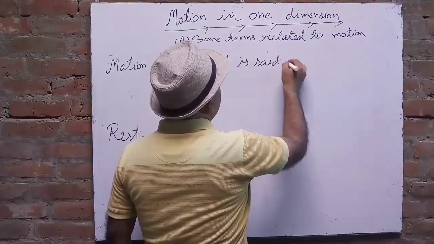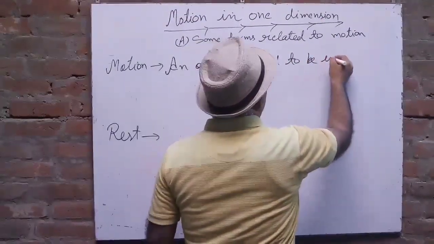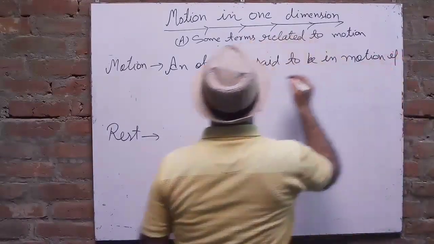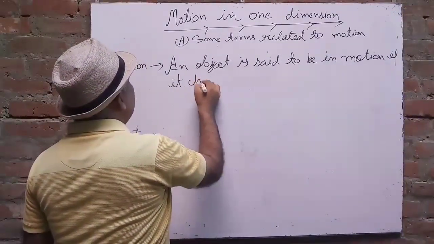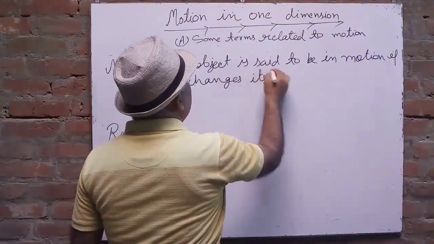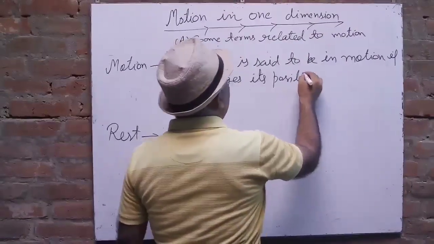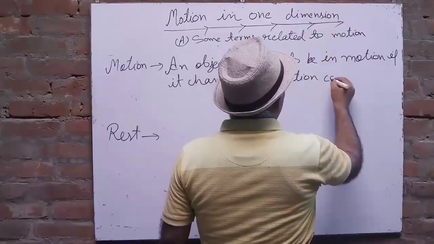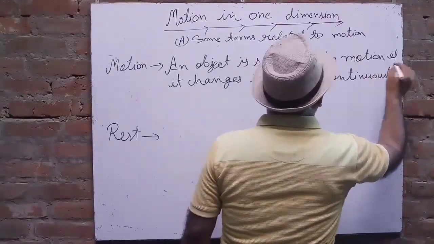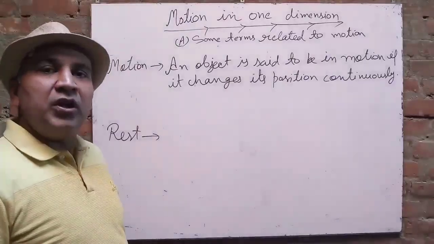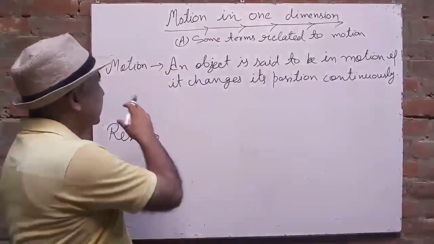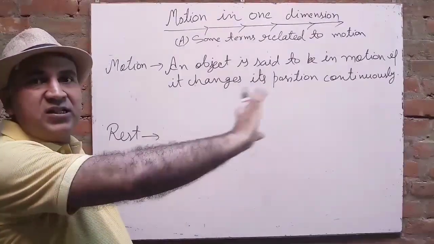An object is said to be in motion if it changes its position continuously with respect to a reference point, from its immediate surrounding. The object will be called in motion if it is changing its place.